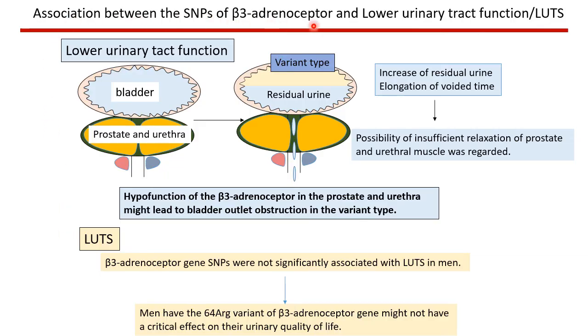Association between the SNPs of beta-3 adrenoceptor and lower urinary tract function in LUTS. Regarding lower urinary tract function, there was an increase of residual urine volume and elongation of voided time in the variant type. These might be involved in insufficient relaxation of prostate and urethral muscle. Thus, hyperfunction of the beta-3 adrenoceptor in the prostate and urethra might lead to bladder outlet obstruction in the variant type. However, regarding LUTS, beta-3 adrenoceptor gene SNPs were not significantly associated with LUTS in men. Thus, men who have the 64 arginine variant of the beta-3 adrenoceptor gene might not have a critical effect on their urinary quality of life. Thank you very much.